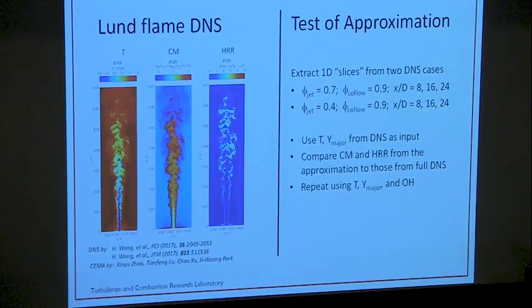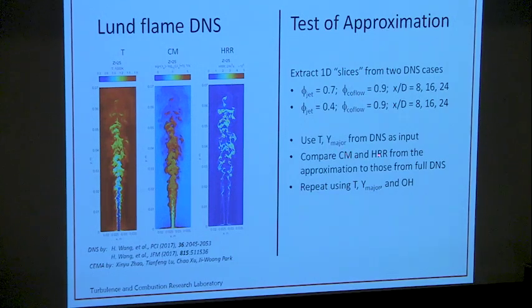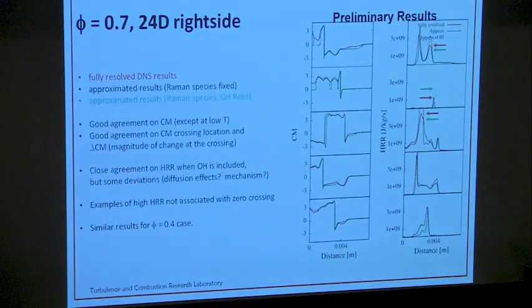You only take the major species that you can measure via Raman from the DNS. You bin stuff such that you get the same resolution that you have experimentally. And so again, you're using the temperature and the major species from the DNS as input, and then you put it through this methodology, and then you start to look at, this is something called a chemical explosive mode, but we're not going to worry about that. But here's your heat release rate from this approximation method compared to those from the full DNS. Truth versus this kind of approximation method.